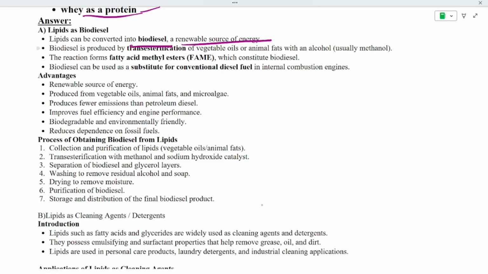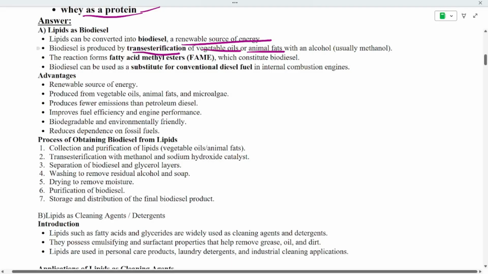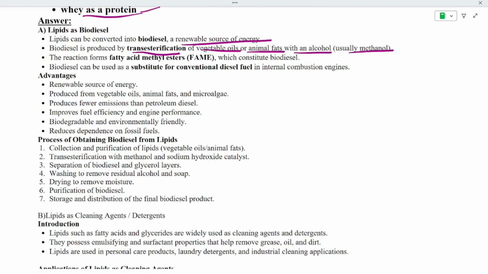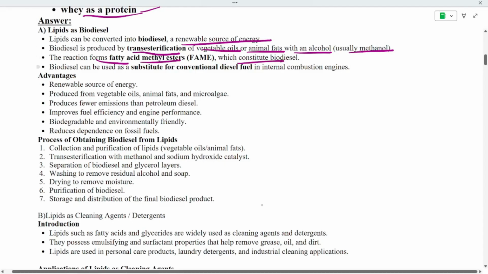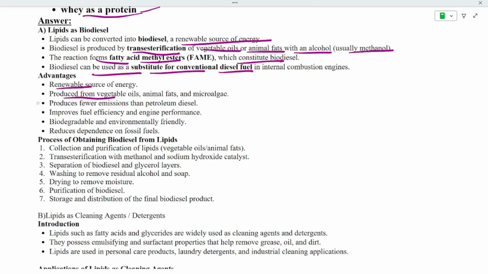Biodiesel is produced by transesterification of vegetable oil or animal fat with an alcohol, usually methanol. The reaction forms fatty acid methyl esters, which constitute the biodiesel. Biodiesel can be used as a substitute for conventional diesel fuel. The advantages are that it is renewable, it can be produced from vegetable oil, animal fat and microalgae, and it produces fewer emissions than petroleum diesel. It improves the fuel efficiency, is biodegradable, environment friendly, and reduces dependence on fossil fuel.